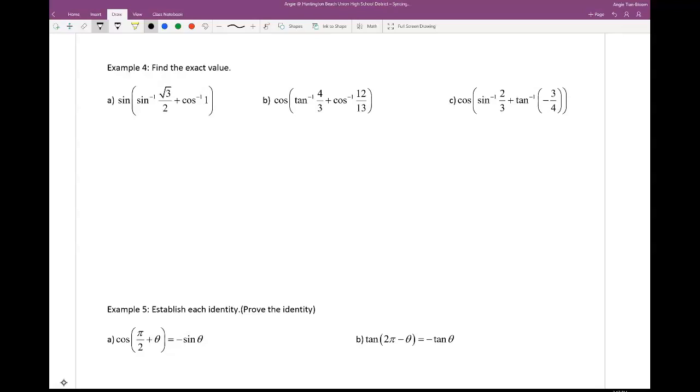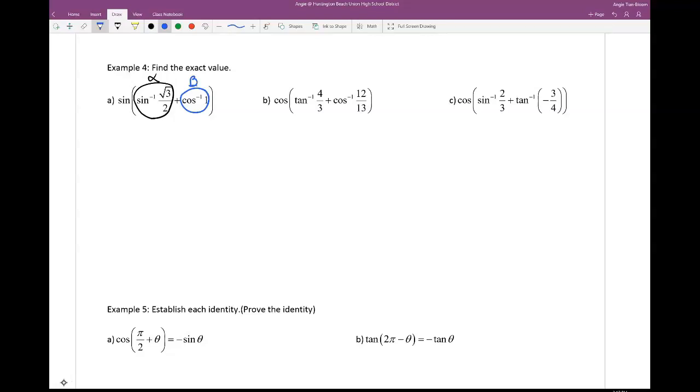There are so many different ways of writing these or finding the answer for these. You don't feel obligated to do the way I do it. If you know another way that's easier for you, do that way. But the first thing I'm going to do is let this one right here be alpha, and let this guy right here be beta.